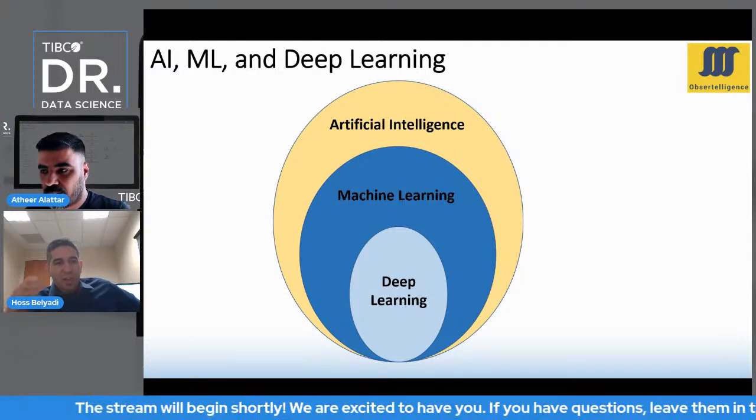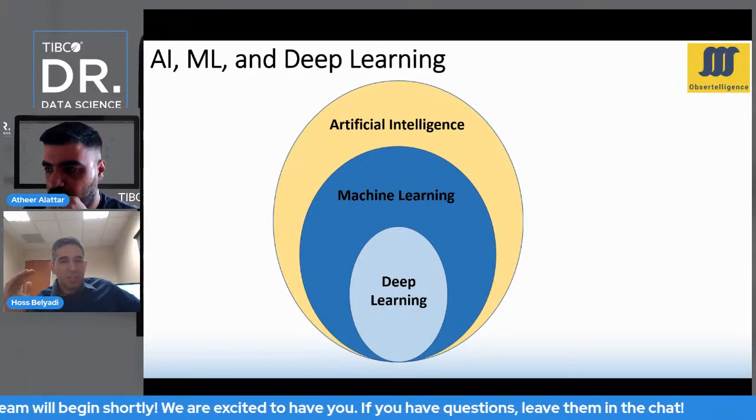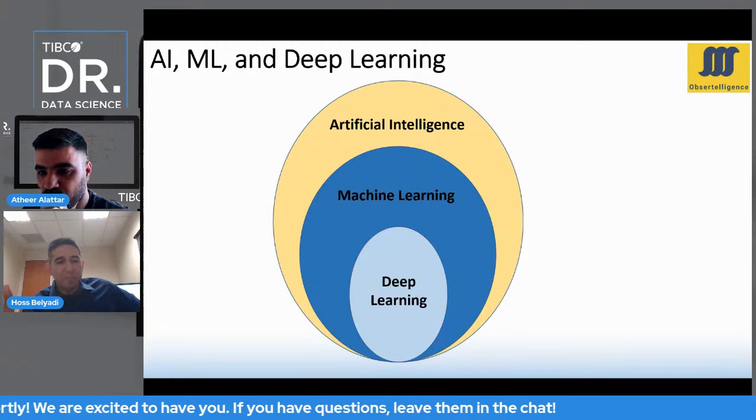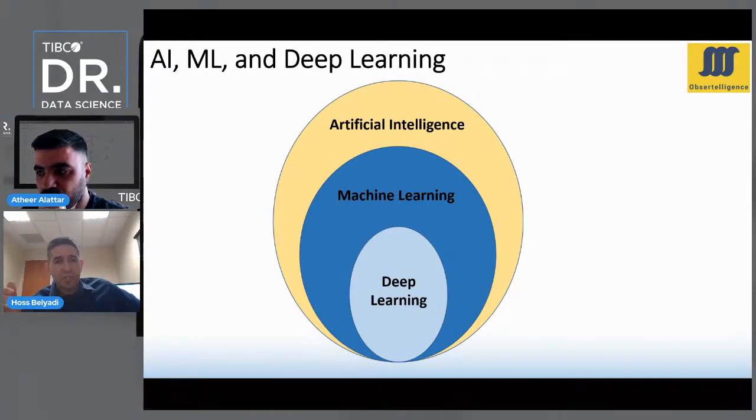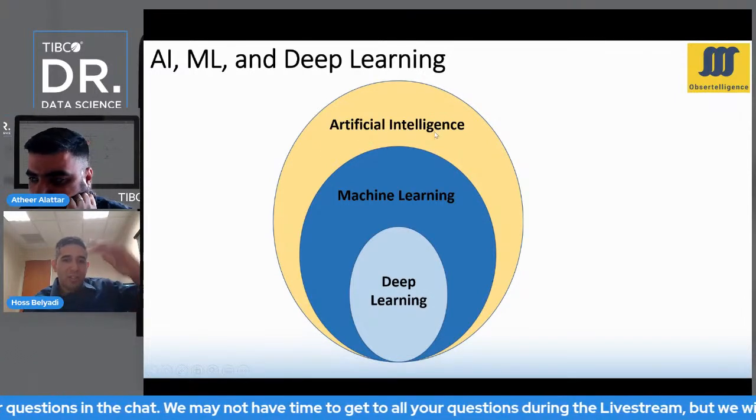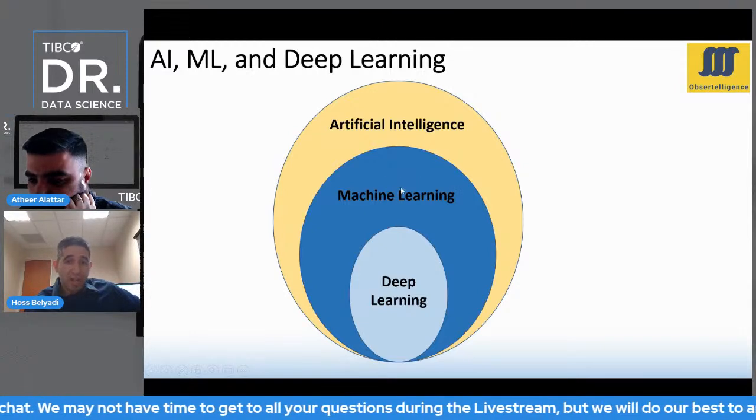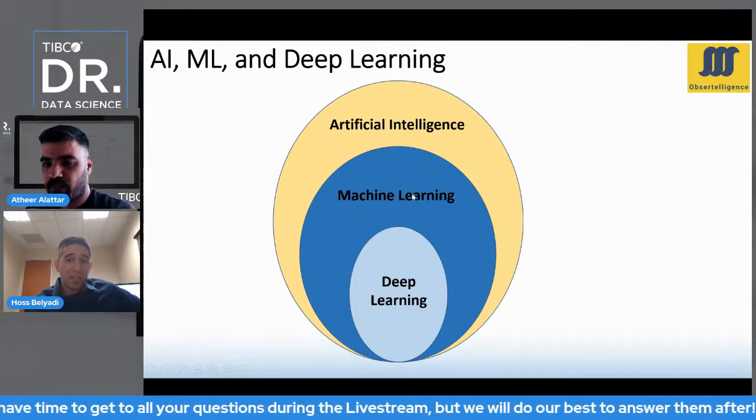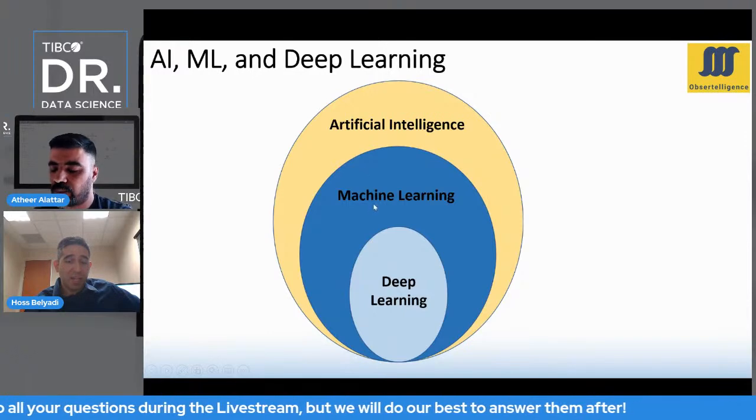So first off, let's talk about the general concept. Let's just talk about artificial intelligence, right? Artificial intelligence is basically using machine intelligence as opposed to using human or animal intelligence. As you can see in this picture, you have AI at the top, and right underneath AI, you have machine learning. Now, machine learning is a subset of AI.